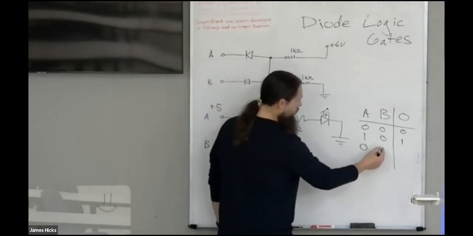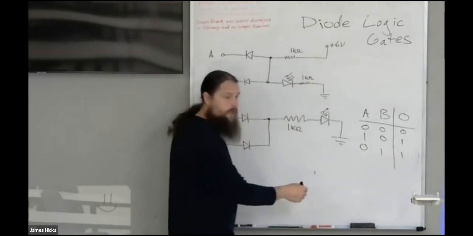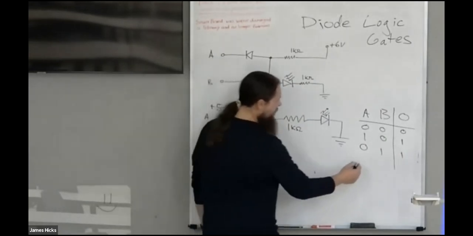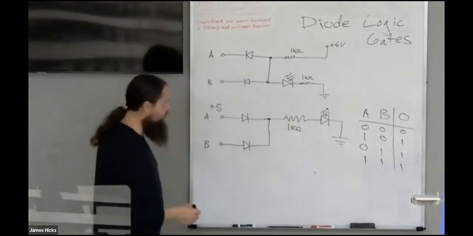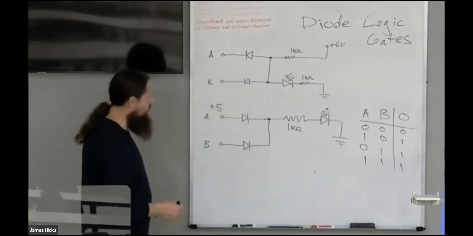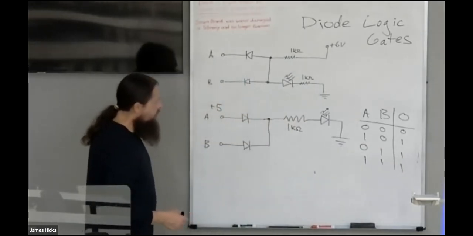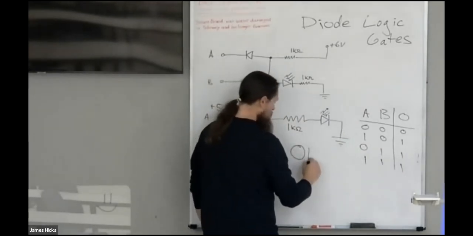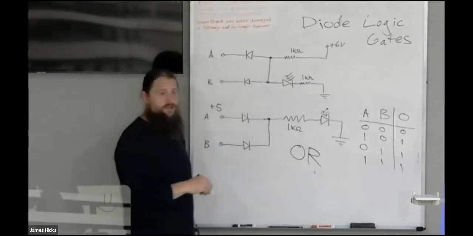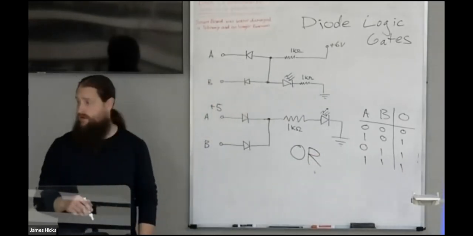Leave A off, turn B on. Same thing happens. Turn them both on, and the LED lights up. A or B. So that's a logic OR gate based on diodes.